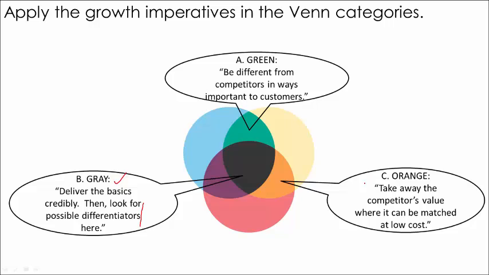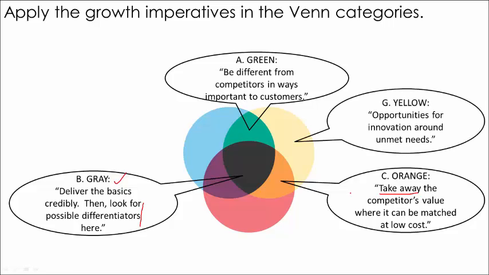Area C, where we can take away the competitor's value, provided it's not going to cost us an arm and a leg to neutralize that factor. There may be some factors that you can't take away from competitors because they're either naturally endowed or they're structurally endowed. Yellow are unmet needs. There are opportunities for innovation here and for fixing problems.